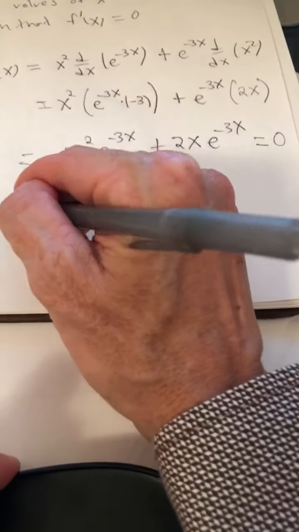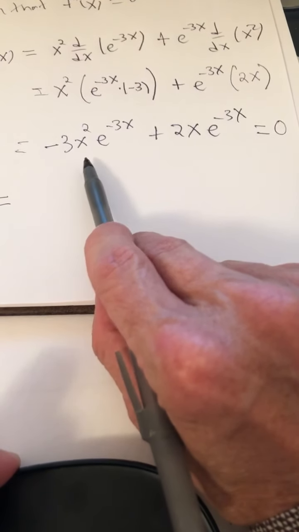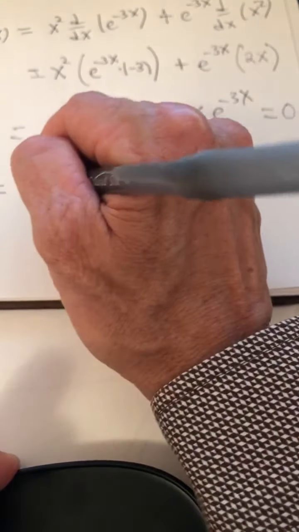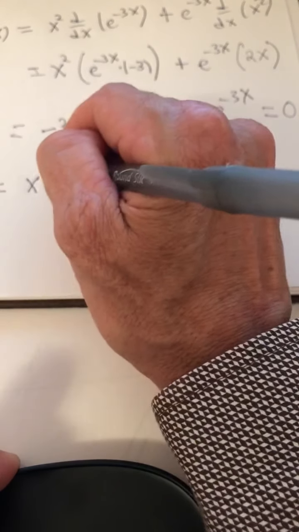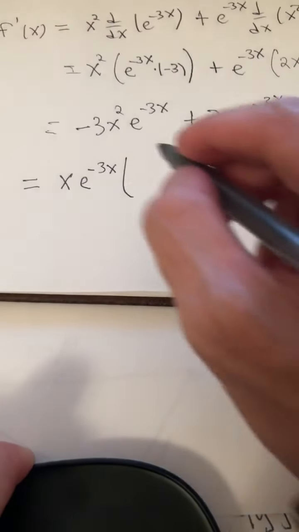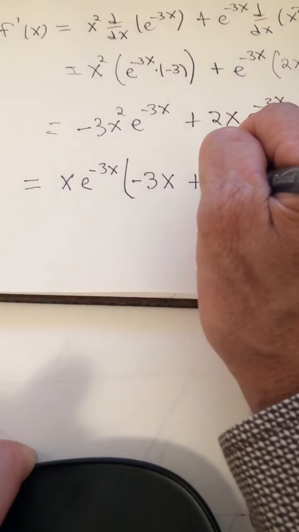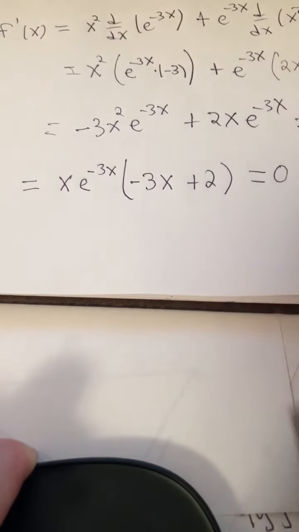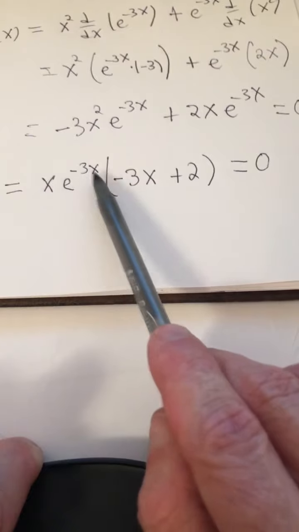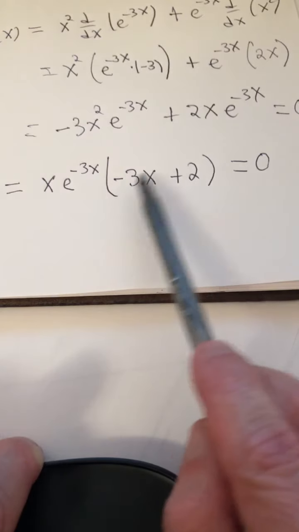And to do that, we're going to factor. The GCF is x e to the negative 3x, so I have x e to the negative 3x times the quantity negative 3x plus 2. So using the zero product rule, we have x is equal to 0, or e to the negative 3x is equal to 0, which it never is, so that doesn't result in any solution, or negative 3x plus 2 is equal to 0.